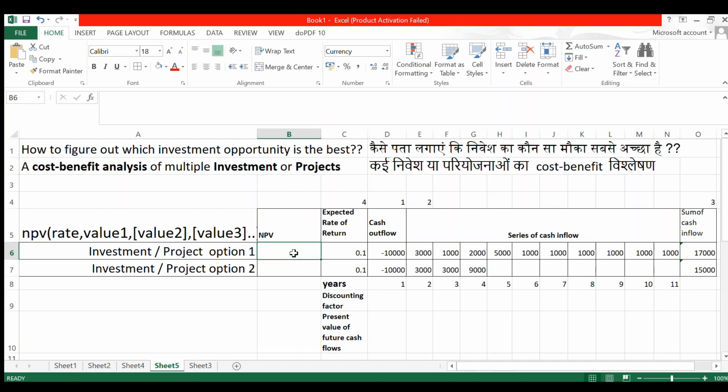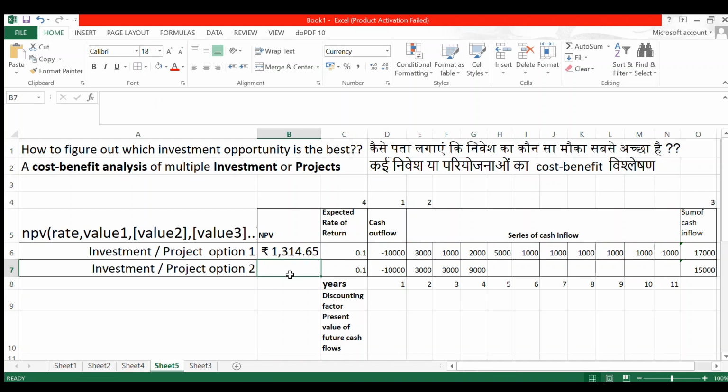Now let us check the net present value of the first investment option. We are using NPV and giving the expected rate of return. You are expecting 10%, that is 0.1, from your investment. Next is the mandatory required field, the cash outflow, and then we give the series of cash inflows. Close the bracket and press enter. You will get the net present value for project option 1.